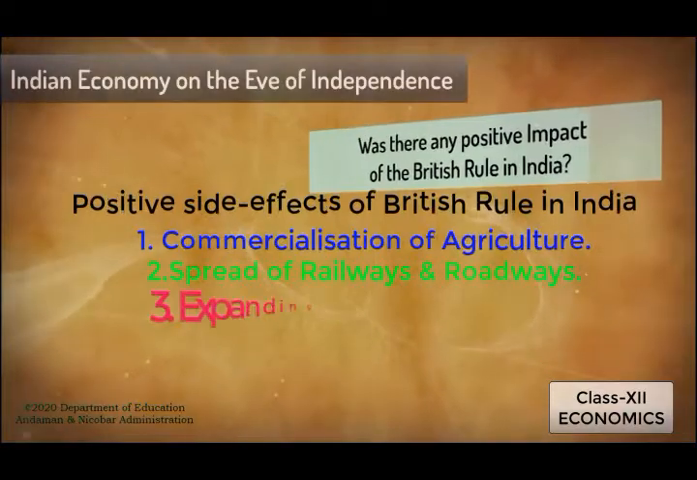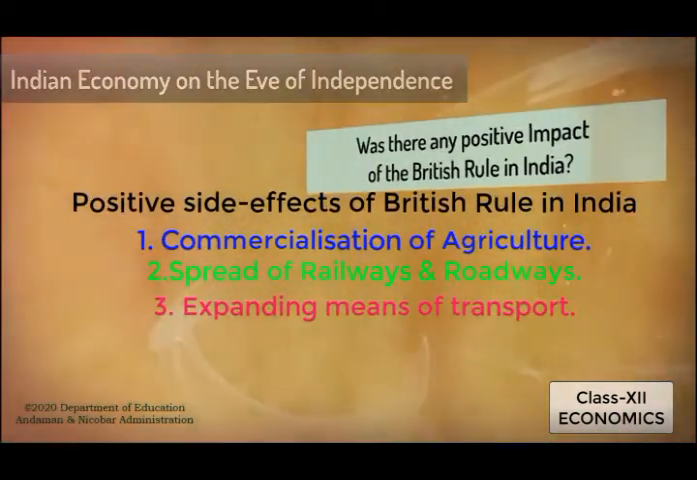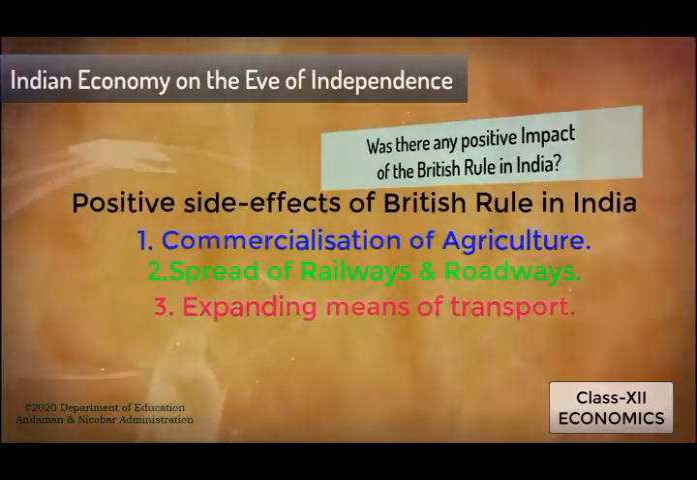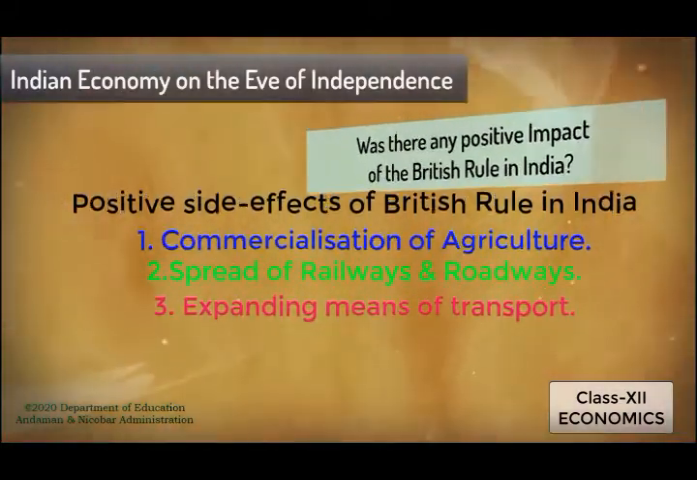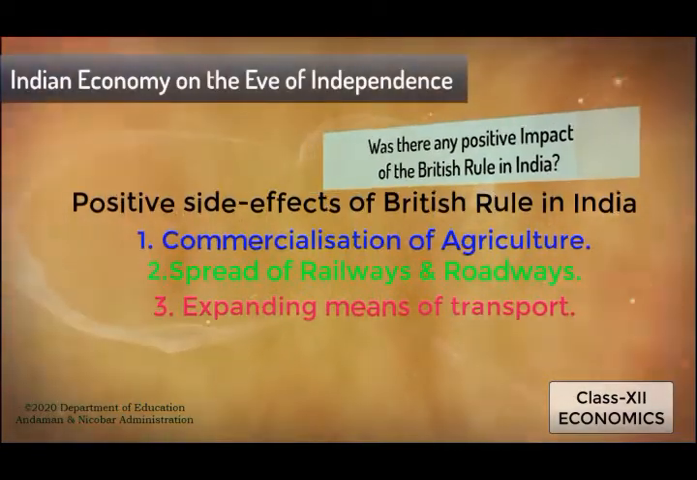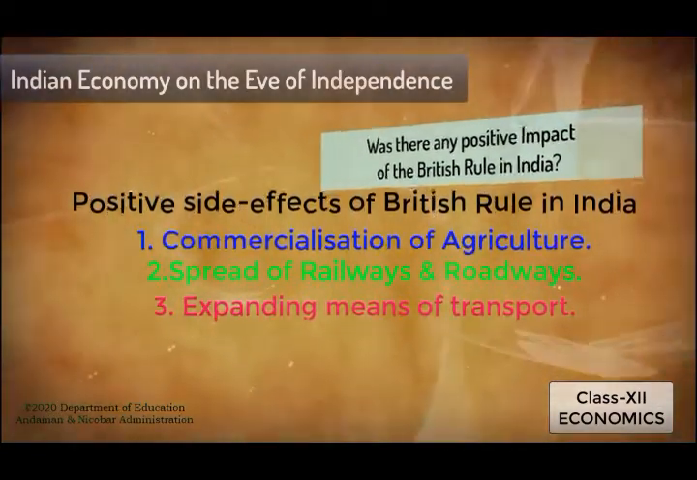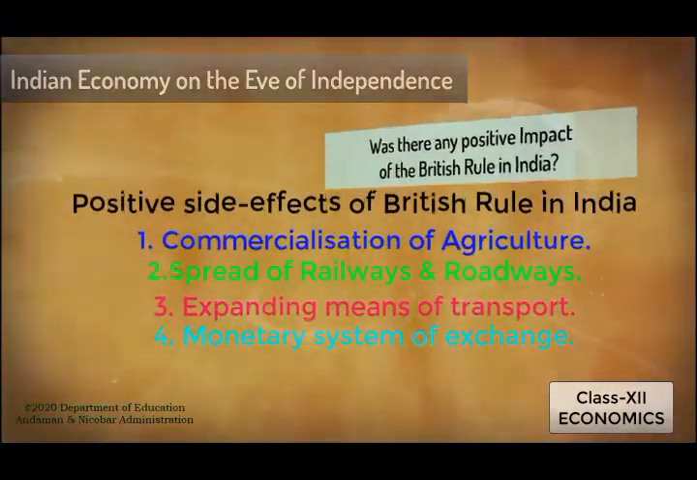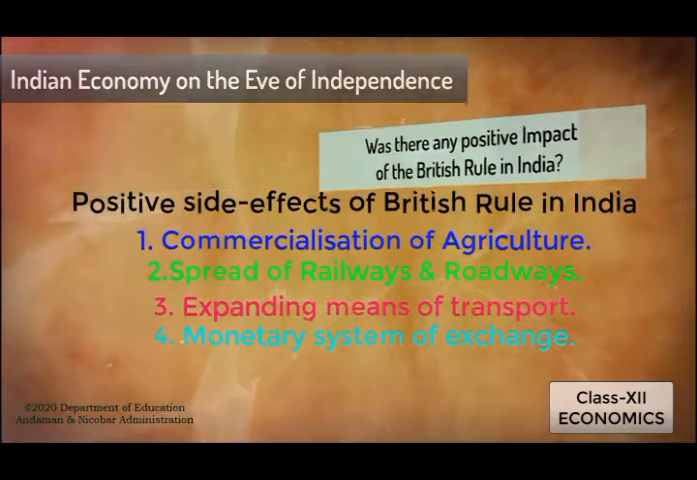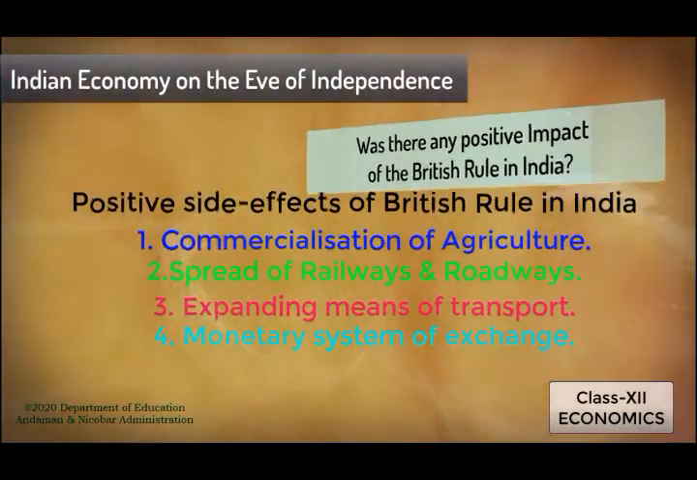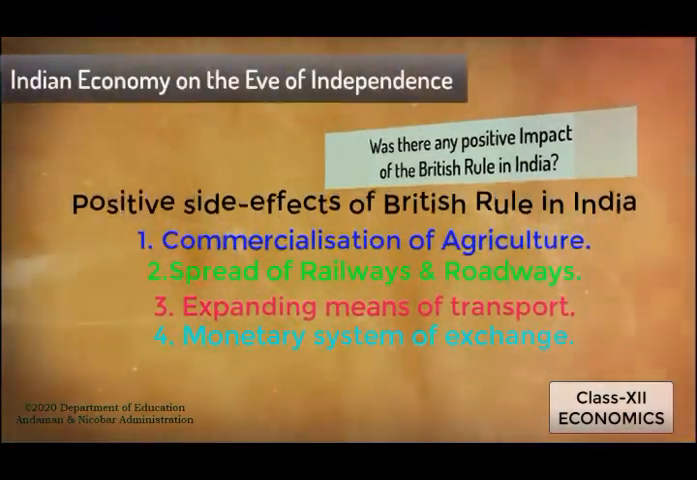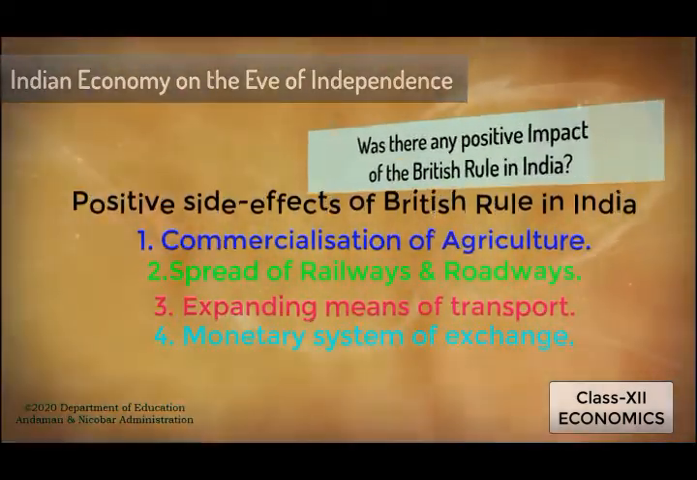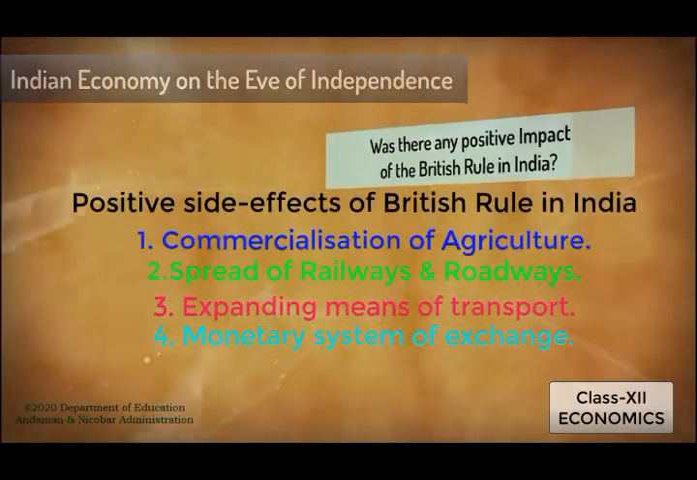Third, expanding means of transport. The expanding means of transport served as a support system to combat the spread of famines. Food supplies could be rushed to the drought-hit areas. Then the transition from the barter system of exchange to the monetary system of exchange. That means there was a significant transition from the barter system to the monetary system. The growth of the monetary system of exchange facilitated division of labor, specialization and large-scale production.